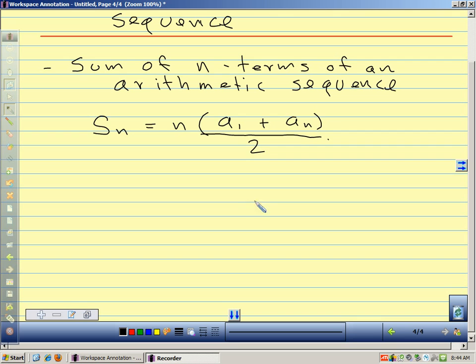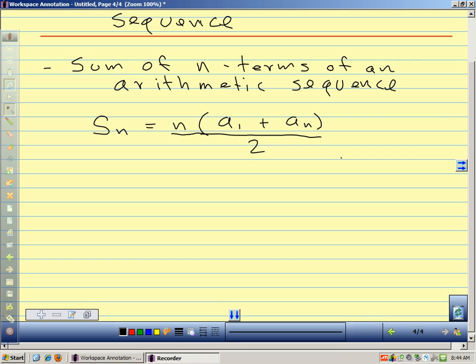So for example, the sum of all the numbers from 1 to 100, our first number is 1. Our last number is 100. It's an arithmetic sequence because the common difference is 1. So you add 101, divide it by 2, and multiply that by the number of terms, which would be 100. So that would be an easy one to come up with now.